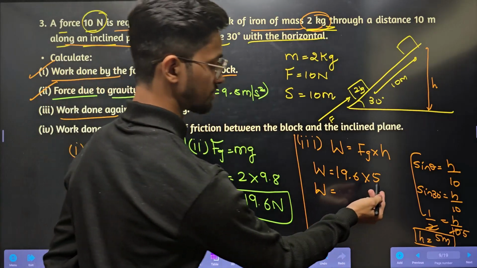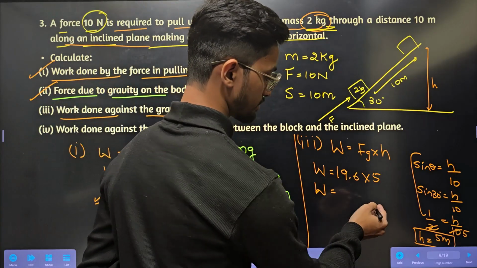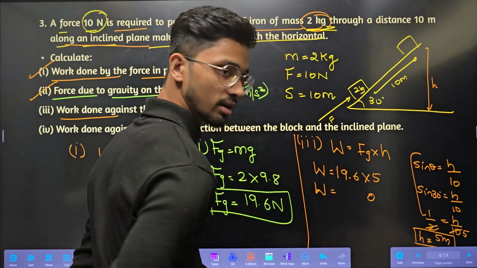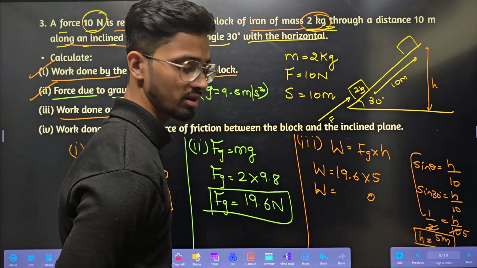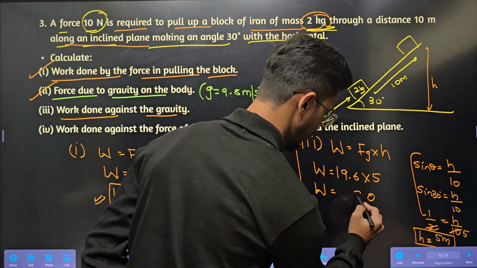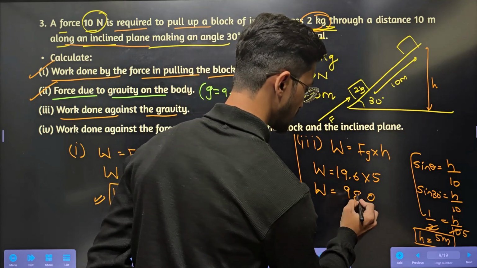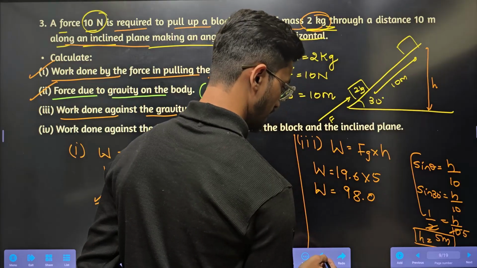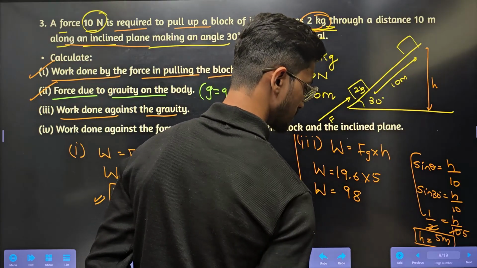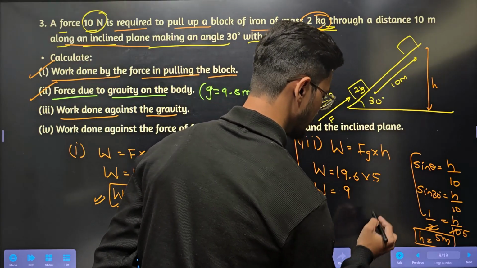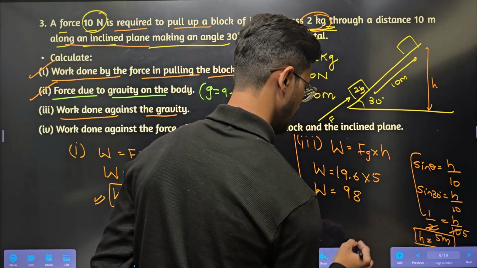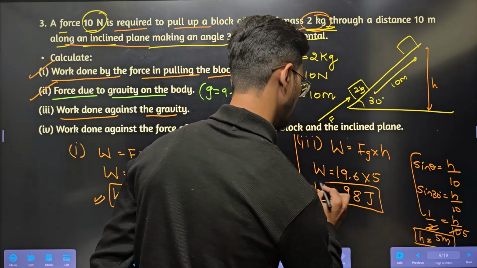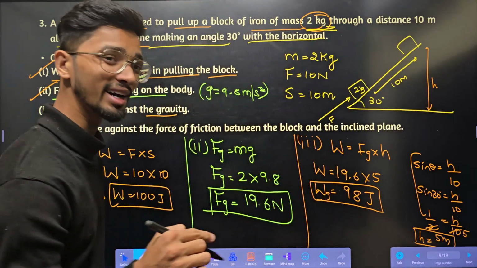Right? So if we solve this, 5 6s are 30. 5 9s are 45. 45 plus 3 will be 48. 5 5s are 25, so that is nothing but 98. How much did we get? 98. Remove this 0. Simple. 98 joule of work is done against gravity.